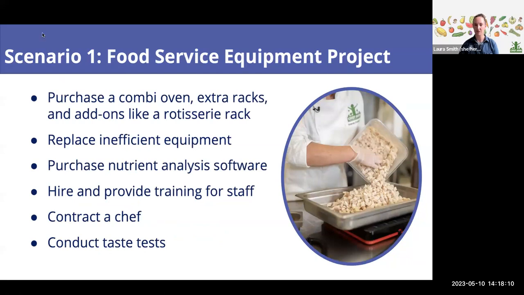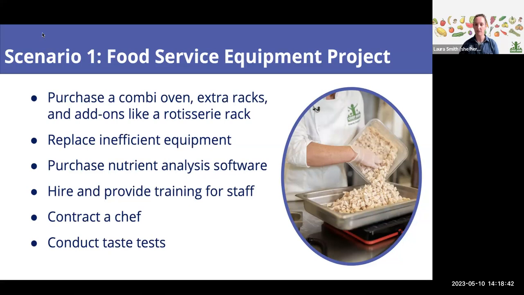First, rather than purchasing a convection oven, this school food authority could purchase a combi oven. A combi oven provides more control over the cooking process, including moisture content, which can improve the taste of food and even increase the nutritional quality of the food. Whether choosing a convection oven or a combi oven, the SFA should be sure to purchase extra racks and maybe sheet trays, hotel pans, and other add-on items to ensure they're ready to use that equipment.